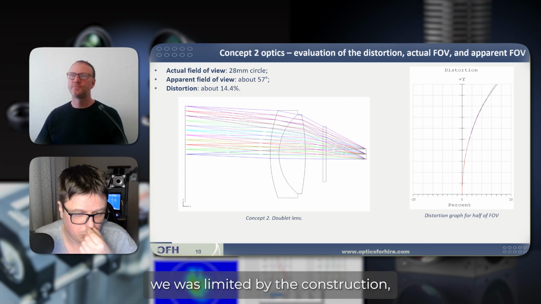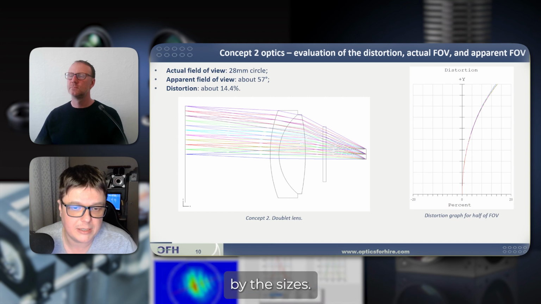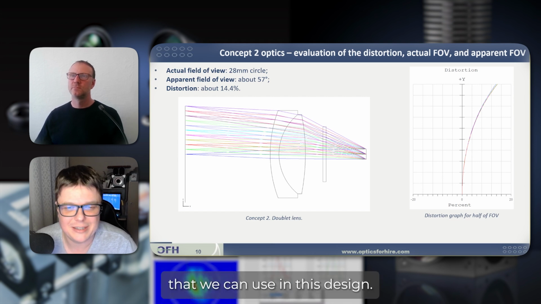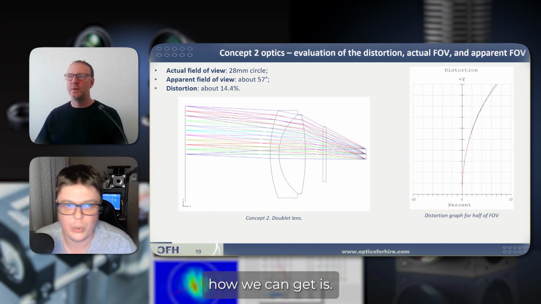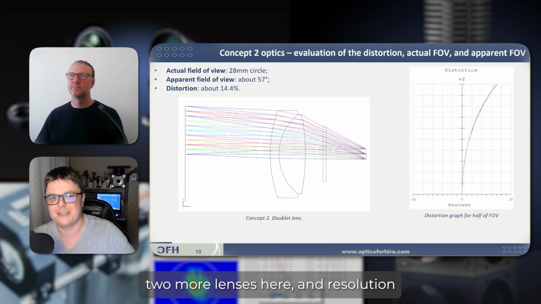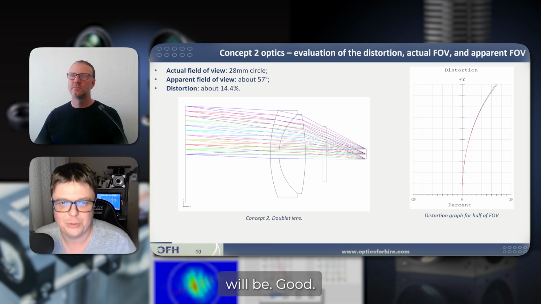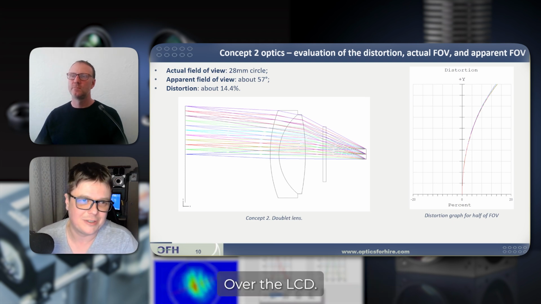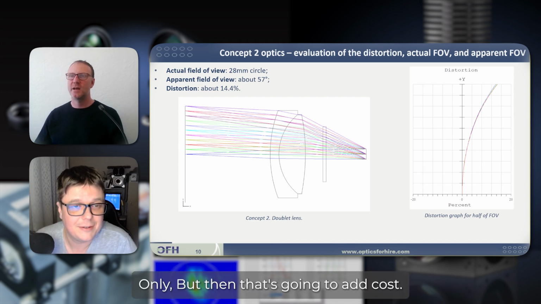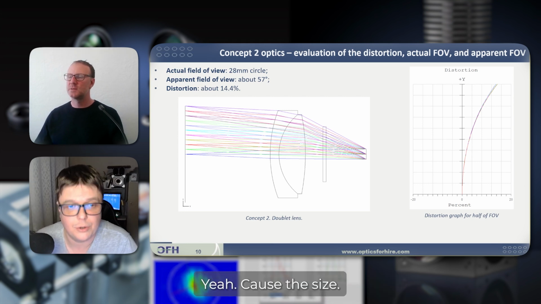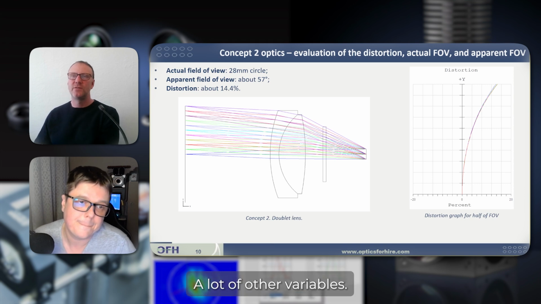In this case, we were limited by the construction, by the sizes and number of elements that we can use in this design. Because there are a lot of other trade-offs: how much it weighs, how big it is. Yeah. With 2 more lenses here, resolution will be good over the whole LCD, not in the center only. But then that's going to add cost. Cost, size, a lot of other variables.